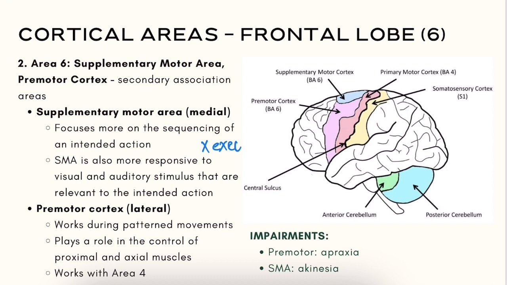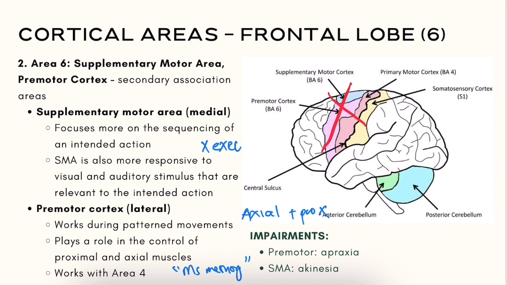Okay, so this plays a role in the control of axial and proximal muscles. All right, so this prepares the motor cortex in advance for the execution of the movement. And this also, sometimes we can say it's for muscle memory. Okay, now what happens when there are lesions in this area?